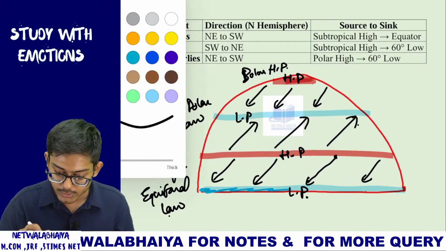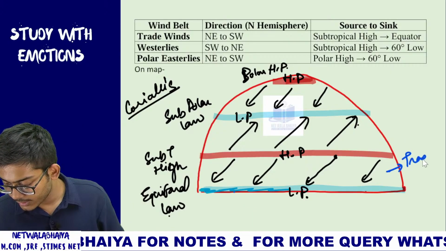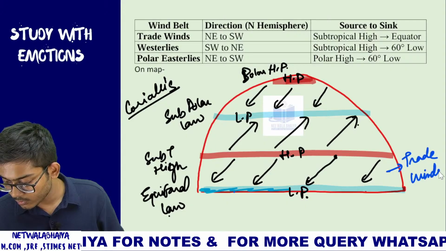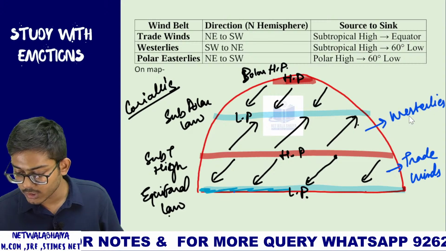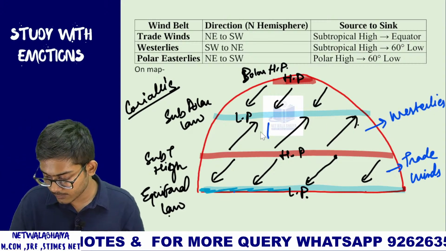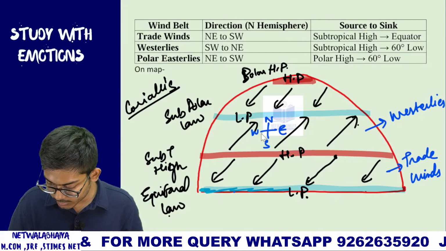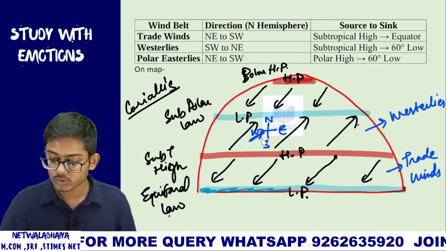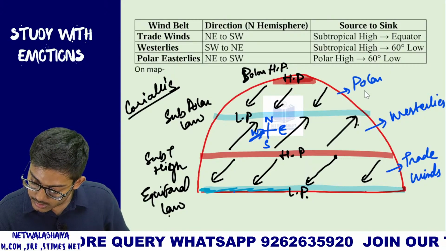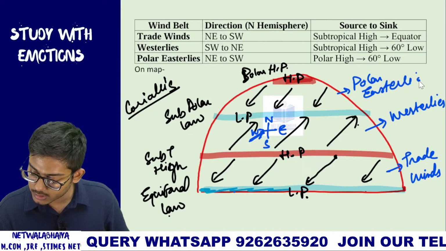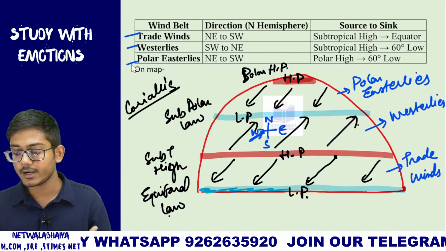Now what are these winds called? So these winds are known as the trade winds. Then these winds are known as the westerlies. Why westerlies? Because they are coming, for example, let's take this is north, east, west, south. Okay, so they are coming from this western side, so they are called the westerlies. Similarly, these are called the polar easterlies. Okay, so this is your wind pattern that is there, the trade winds, westerlies and polar easterlies.